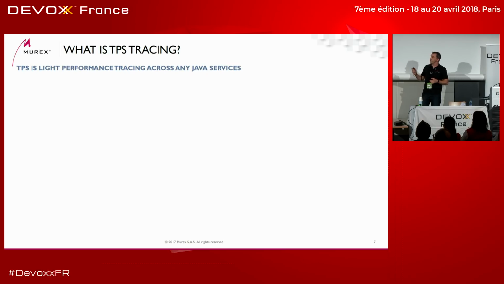So specifically what I'm talking about today is TPS tracing, which is a Java trace that we invented inside Murex, okay? So we invented this tracing protocol. It's a light performance tracing tool. It times the method, the class.method, okay?